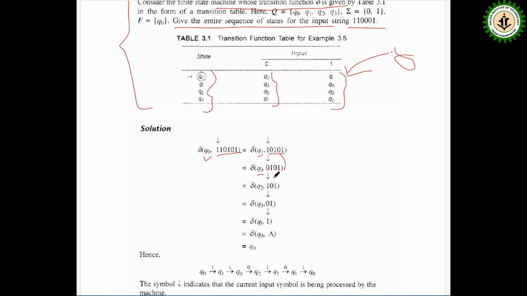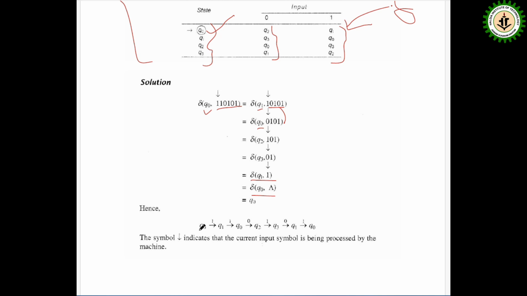In the same way, we continue until delta of Q1 comma 1, the last character. There is only one character left. From the table, the Q1 state with input 1 gives the next state Q0. So Q0, comma, no character left, so null. The machine stops at Q0, and Q0 is the final state. So at the end the machine reached Q0, which is a final state. So the input string 110101 is accepted by the given machine.